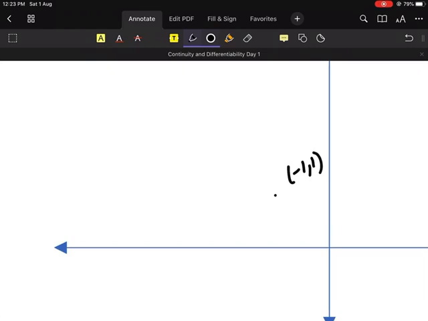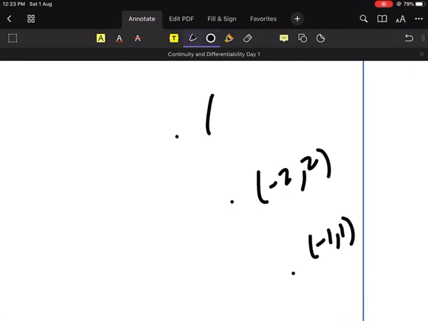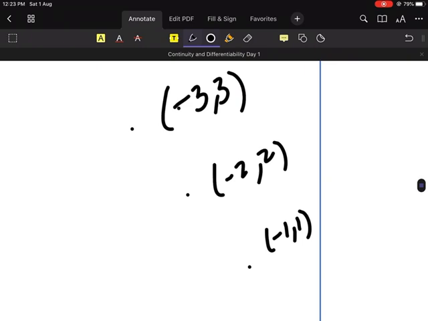Now minus 2 comma 2 will be where? This is minus 2 and this is 2. So minus 2 comma 2 will be here. Everyone agree or not? Yes or no? Yes, sir. Now minus 3 comma 3 will be here.